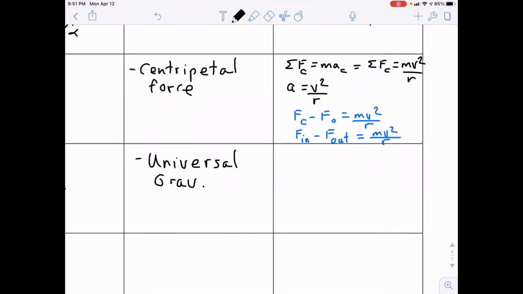Now, there's one formula that goes with that, and it's F. You can write F sub g, the gravitational force, equals big G times m1 times m2 divided by r squared.